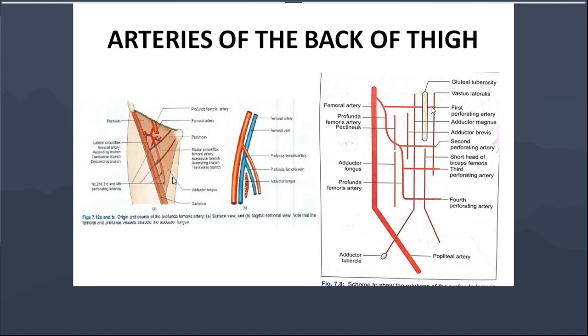first perforating artery? Anyone? Please answer. Only one student who knows. The first is found just above the adductor brevis. The second is found in front of the adductor brevis. The third is found below the adductor brevis. And the fourth is the continuation of the profunda femoris artery. Yes, okay, sir.